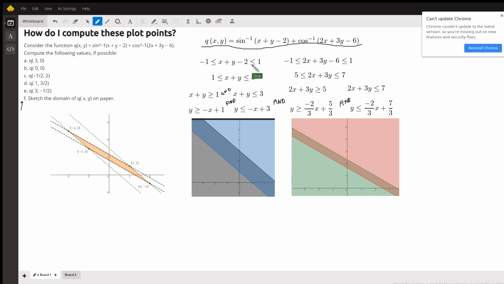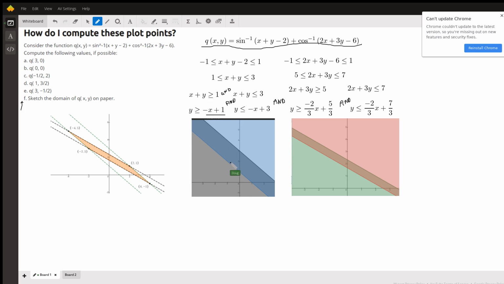X plus y minus 2 has to be between -1 and 1 inclusive. I add 2 to all three pieces of the compound inequality, and I can break that apart like this. X plus y has to be greater than or equal to 1, and x plus y has to be less than or equal to 3. If I solve for y, that tells us the boundary is the line -x plus 1.